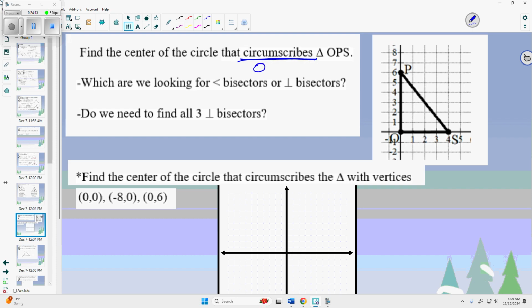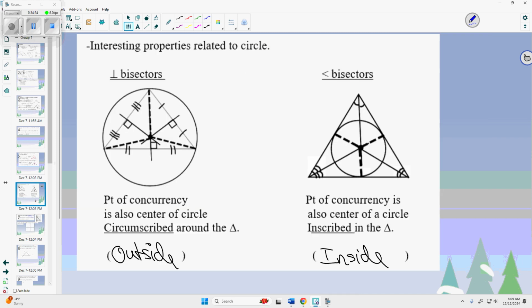Outside. So do I want the angle bisectors or the perpendicular bisectors to get the circle outside? Look up at the top two pictures. I want the circle on the outside. I want the perpendicular bisectors, right? It's that one on the left. Perpendicular bisectors get my circle outside.